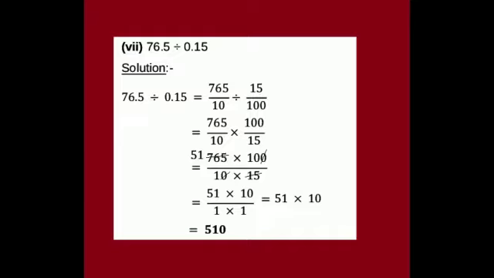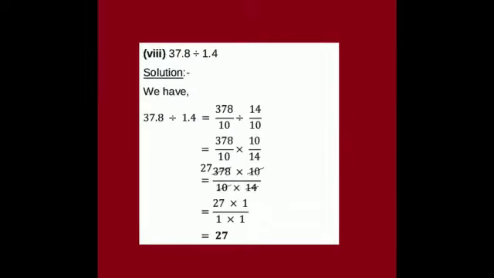Now on cross cancellation of 15 and 765, we get 1 and 51. Again on cross cancellation of 100 and 10, 0 and 0 will get cancelled. So that it becomes 51 into 10 by 1 into 1, which is equal to 51 into 10, that is 510.